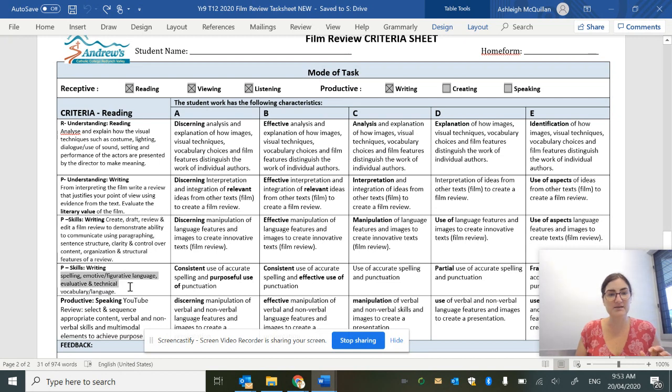This one down here is about your language use. So this is where you use your emotive language, your figurative, evaluative. So emotive is, you know, the stuff that shows emotion, obviously. Figurative is your similes and your metaphors. Evaluative is basically using language like it is a fantastic movie or it is awful, horrible. Those sorts of words give it value. That's what evaluative means. Technical vocabulary, if you're talking about any sort of camera techniques, if you know any of them, you can talk about them then.